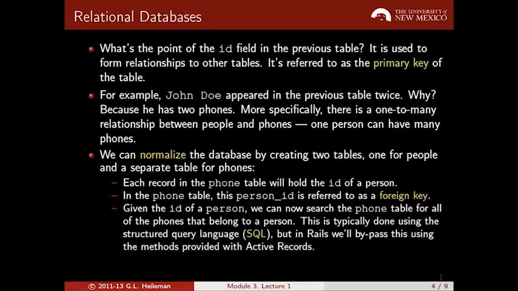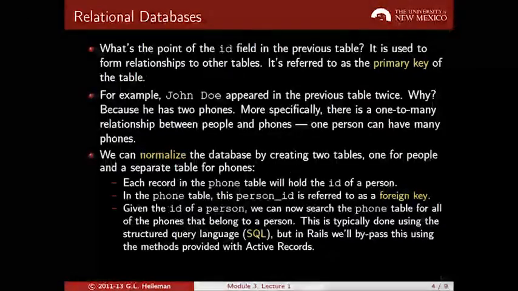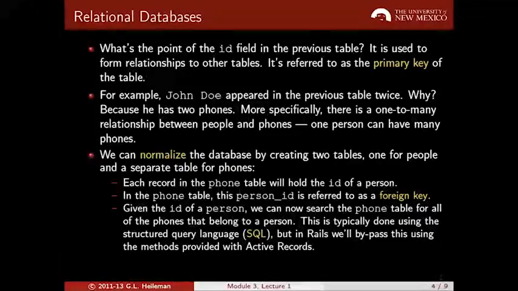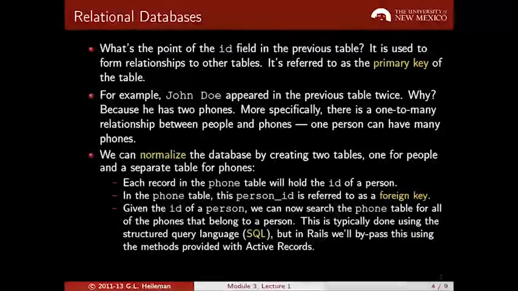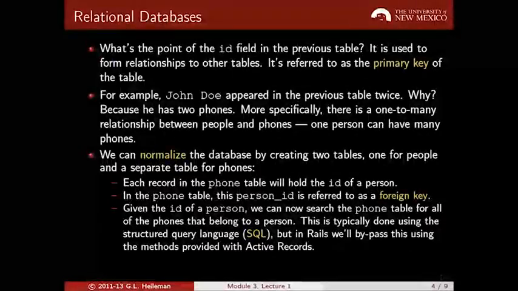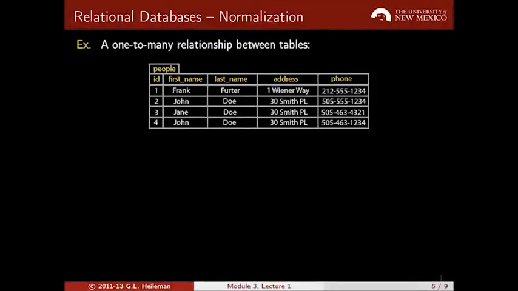The way we typically search a database is using something called Structured Query Language, as I've already mentioned. So this is SQL for short. And in Rails, we can avoid that because we have this Active Record design pattern that hides some of the SQL queries from you. And we'll cover Active Record in a lecture a little bit later in this module. So let's take a look at how we can normalize the database.